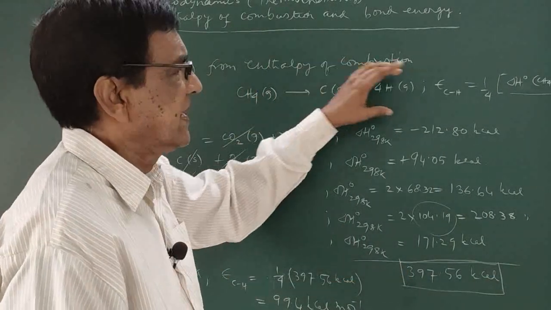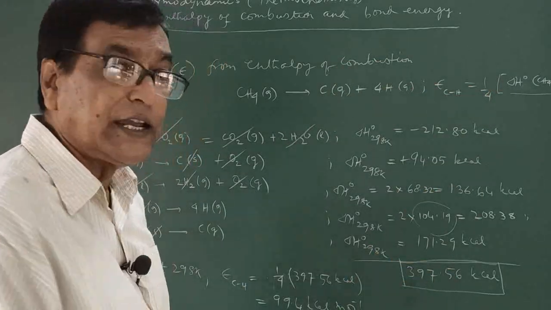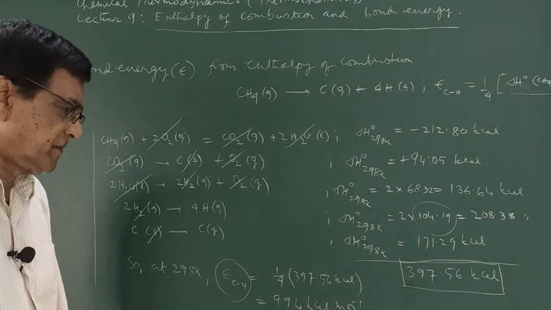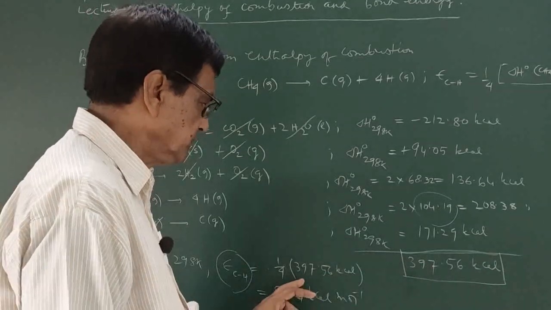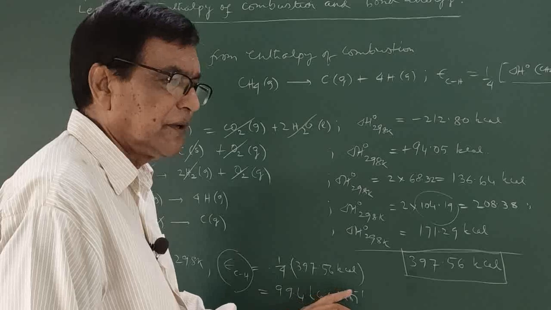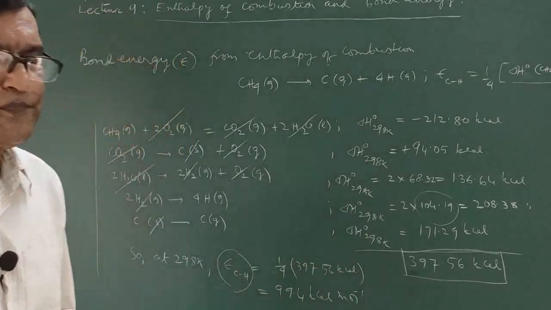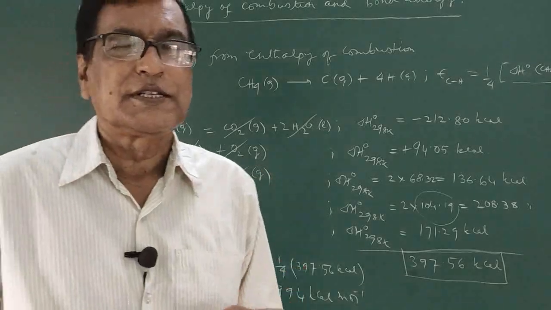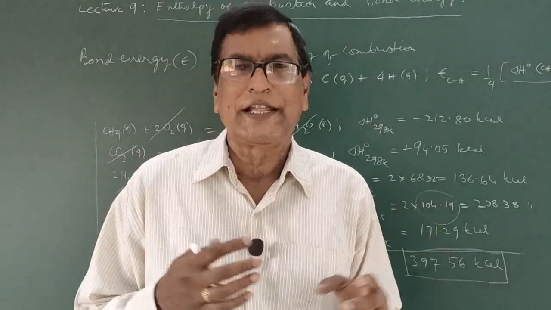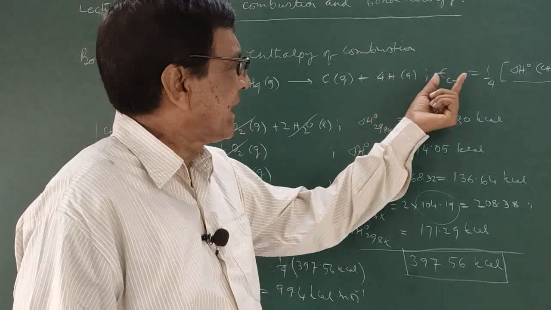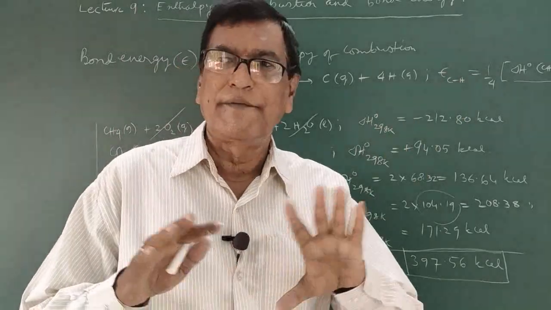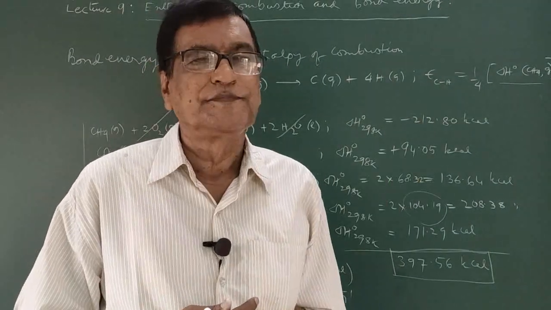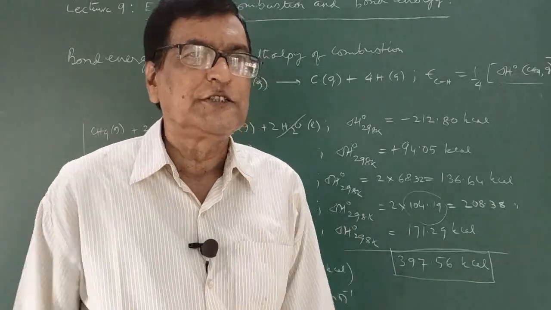And this value is the standard enthalpy of this reaction at 298 Kelvin. So the bond energy of C-H will be equal to 1/4 of this value, and it is 99.4 kilocalorie per mole. By this way, the bond energy is calculated from the standard enthalpy of combustion. To get an accurate value of this bond energy, we shall have to use different compounds containing the C-H bond, and take the average value.